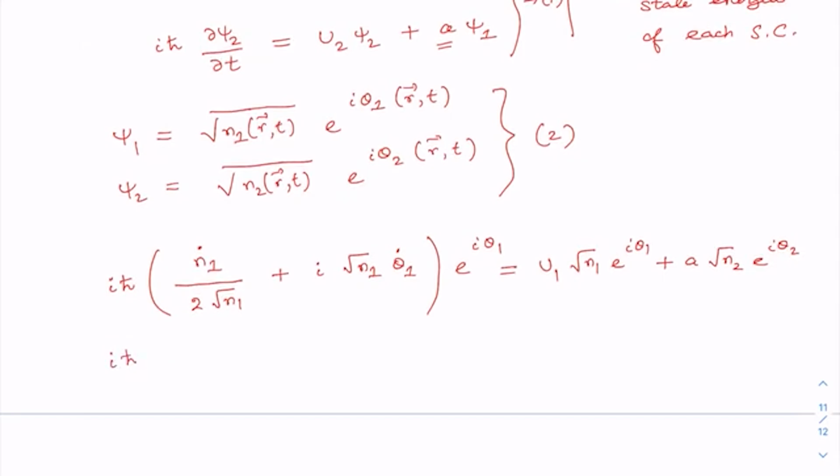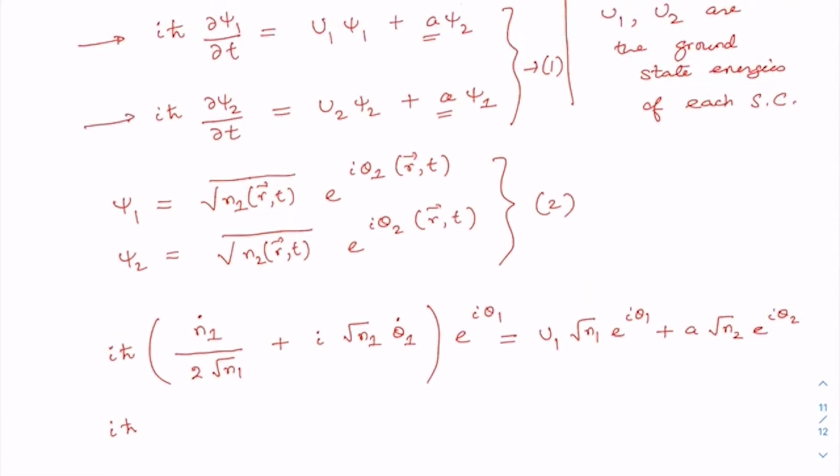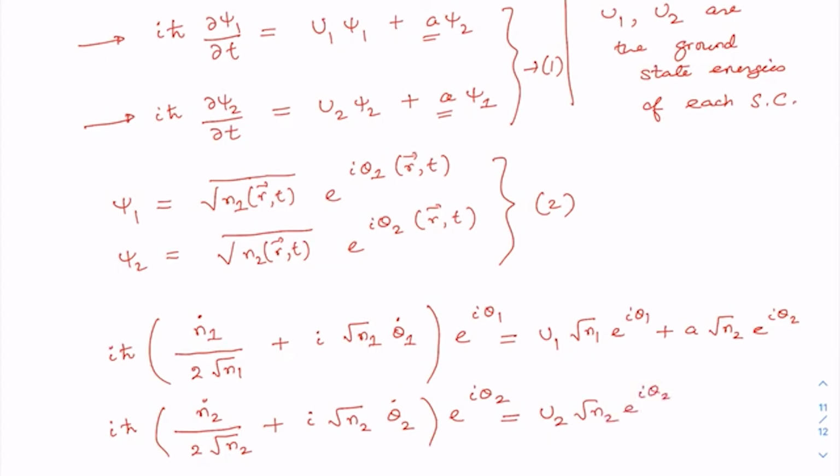Similarly for the second equation, for the superconductor number 2, I have iħ ṅ2 divided by 2 square root of n2 plus i square root of n2 θ2 dot, and you will have e to the power iθ2. Okay, then you will have E2 square root of n2 e to the power iθ2 plus A square root of n1 e to the power iθ1. I think you can very easily verify these equations.